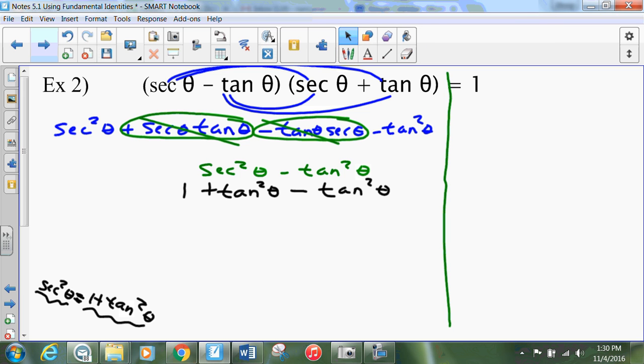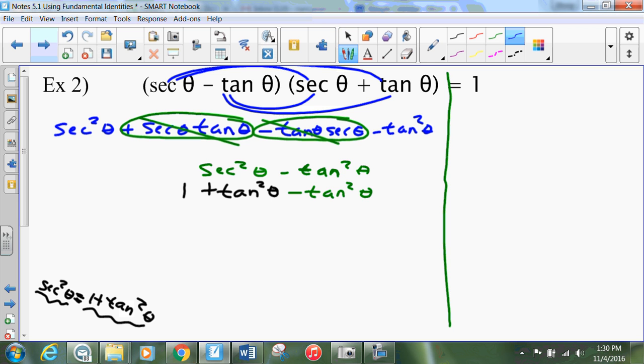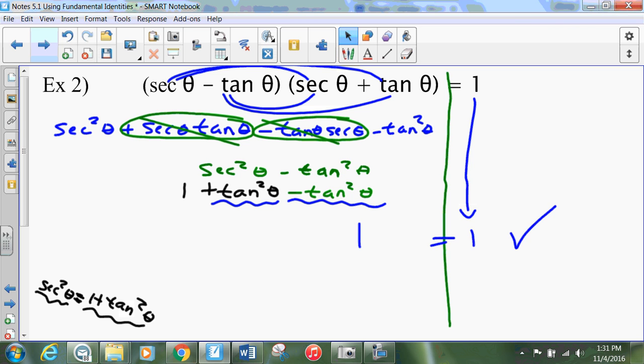Let me do that in a different color so that you can see all I did was substitute in. When I saw secant squared theta, I used my identity and substituted in an equivalent value. Now I look at it and this is great. I can combine like terms. I have a positive tan squared theta and a minus tan squared theta, which goes away. I'm left with my 1. And that, my dear students, is 1 equals 1. I am done with my verification.